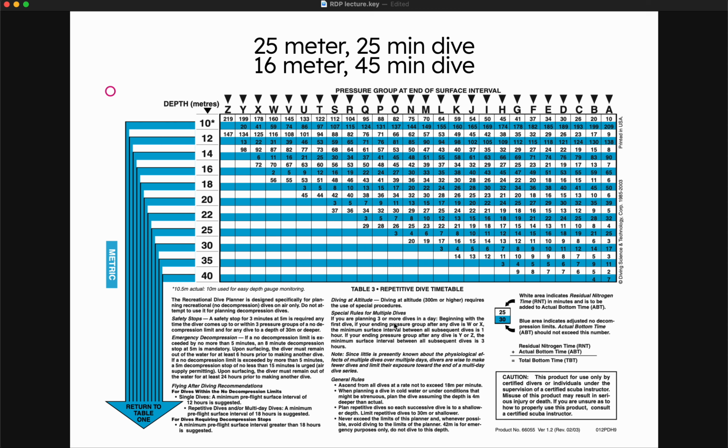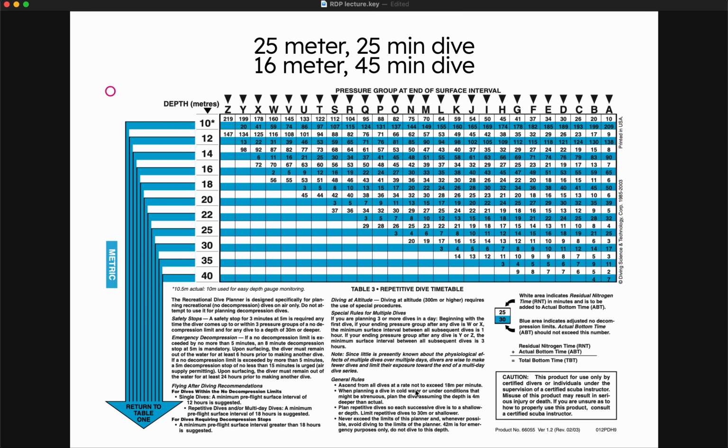So for example, if you're planning 3 or more dives in a day, if at any point your pressure group lands in W or X, then you need to spend a surface interval of at least an hour. If you're hitting pressure group Y or Z, you've got to spend at least 3 hours. And again, these are parameters, adjustments to make this algorithm work and to keep you safe while you are using these tables. And there are a number of assumptions that they make.